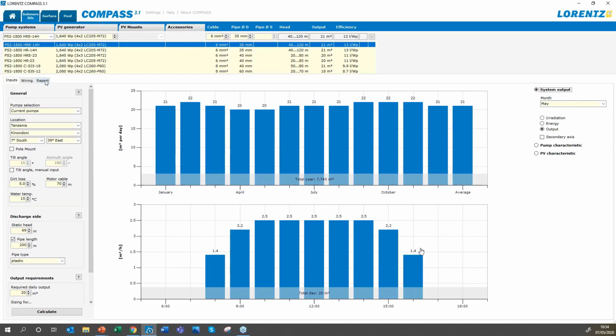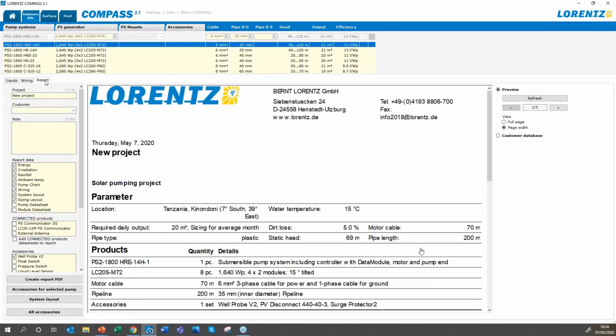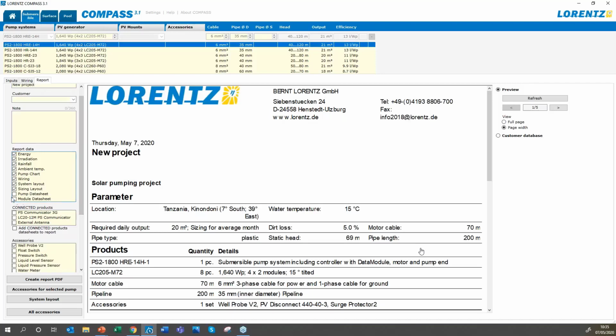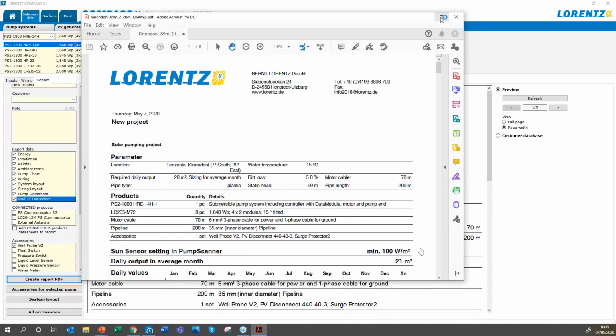So I'm going to go to my report tab here. The point of the report tab is it takes all the information we have and puts it together in like a mini project plan for the customer. So this gives us a bill of materials that we need. It allows us to create a report with lots of information in, so I can choose what I include. I would maybe like the pump data sheet to be in, maybe information about the module, and I can just hit create report. And what it does is then creates a nice PDF report of the system we just did.